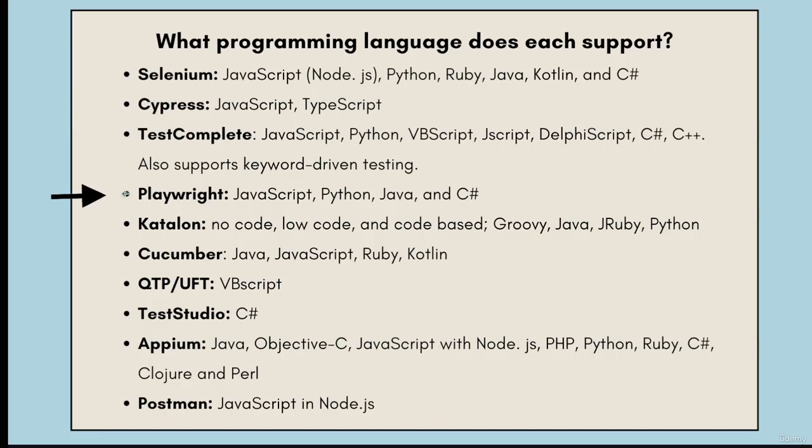Playwright is JavaScript, Python, Java, and C#. Katalon, no code, low code, and code-based. The programming languages would be Groovy, Java, JRuby, and Python. Cucumber, Java, JavaScript, Ruby, Kotlin. QTP UFT, VBScript, so Visual Basic, TestStudio, C#. Appium, this is the mobile one, Java, Objective-C, JavaScript with Node.js, PHP, Python, Ruby, C#, Clojure, and Perl, and Postman, JavaScript and Node.js.